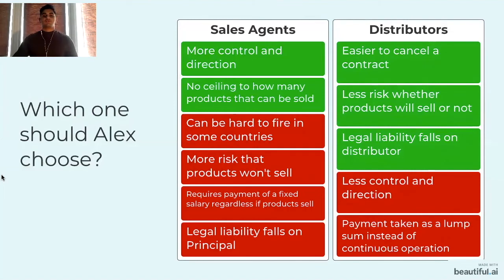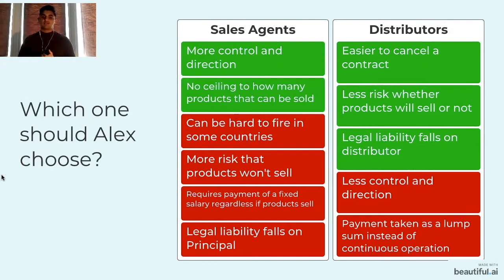With distributors, there's also less risk whether the products will sell or not, because remember, you're selling them in bulk to them. When you sell products in bulk to distributors, it's the distributor that takes the risk of whether they manage to sell them on to the retailers. So you're laughing all the way to the bank because you've sold these products, and regardless of what happens, you're going to get money. And of course, legal liability falls on the distributor, so you're not liable.